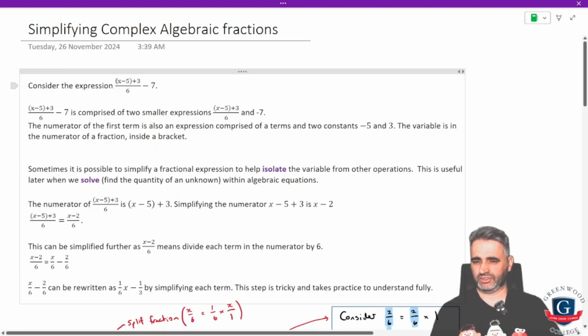The unknown's buried inside a bracket, there's multiple terms involved, division. It's a bit messy. So we're going to focus on this bit here, because adding 7 or subtracting 7 at the end isn't a big deal. It's just this bit here that's a bit yuck. So sometimes it's possible to isolate the unknown.